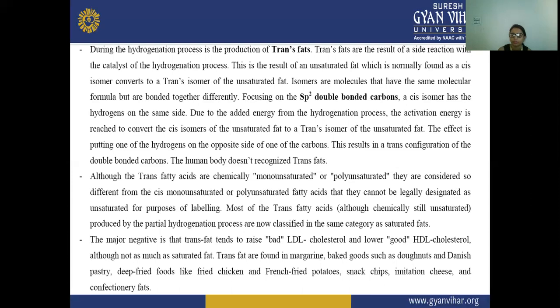Trans fats are found in margarine, baked goods such as donuts and Danish pastries, deep fried foods like fried chicken, French fried potatoes, snack chips, imitation cheese, and confectionery fat. These fats are trans fats, which raise the bad LDL cholesterol and lower the good HDL cholesterol.